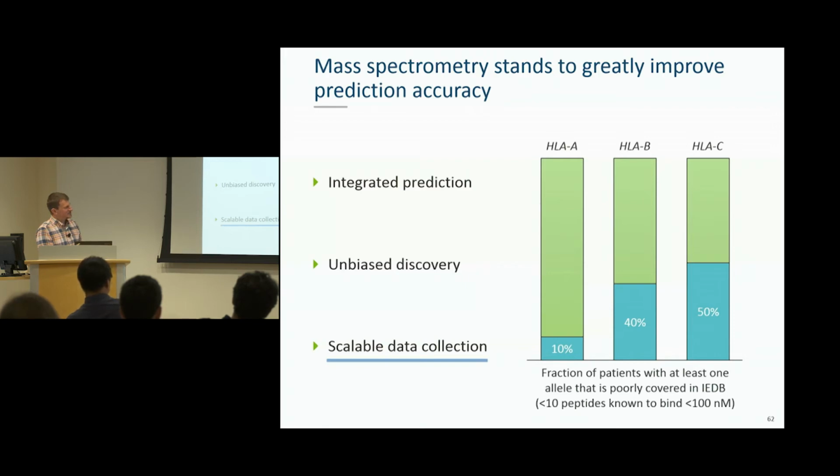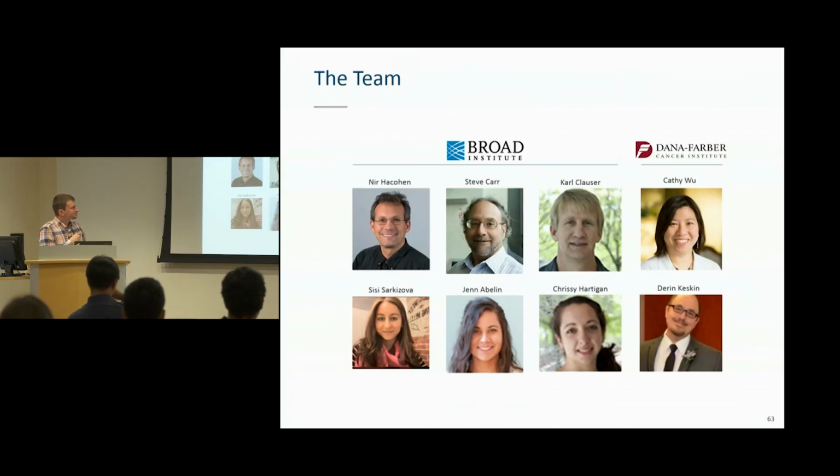For HLA-B, for instance, 40% of patients in the US population will have at least one of their 2 alleles be one that's very poorly covered in the immune epitope database, fewer than 10 peptide examples of binders. In HLA-C, it's even worse. 50% of patients will have an allele where people really don't know very well the binding preferences. So we need something that we can quickly march through all these rare alleles and define these binding preferences so we can treat all patients.